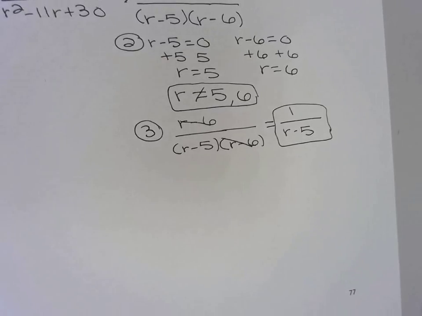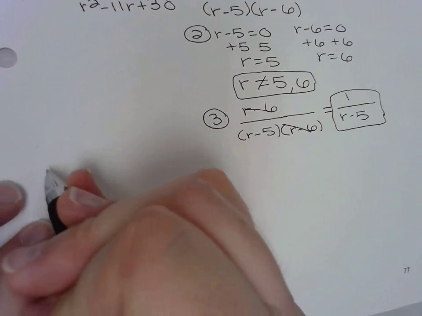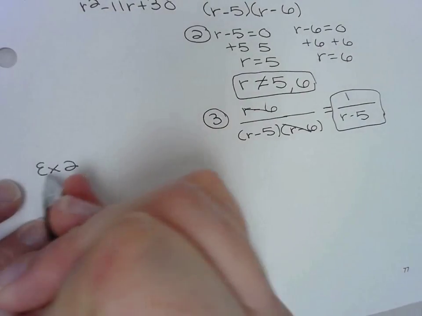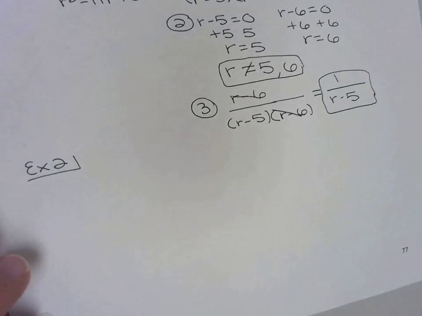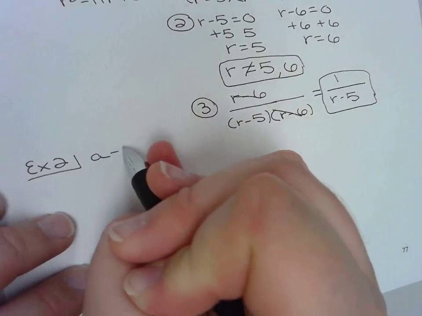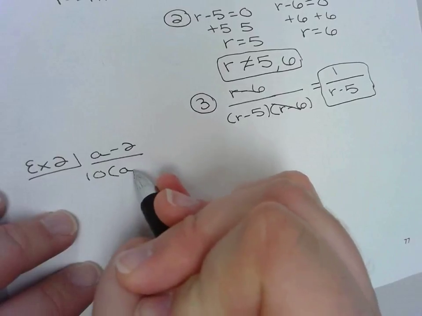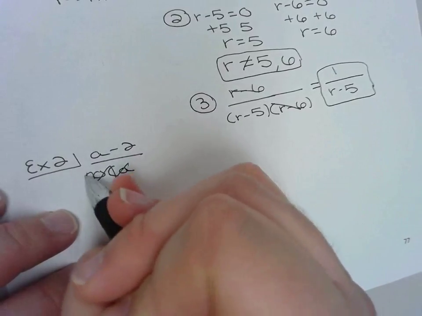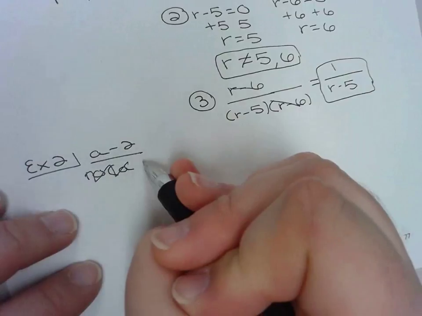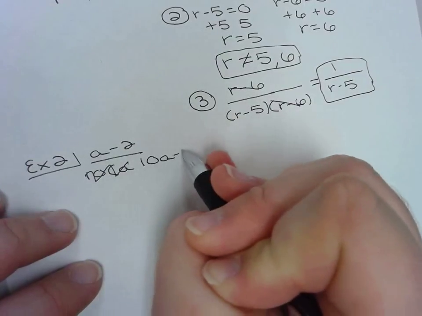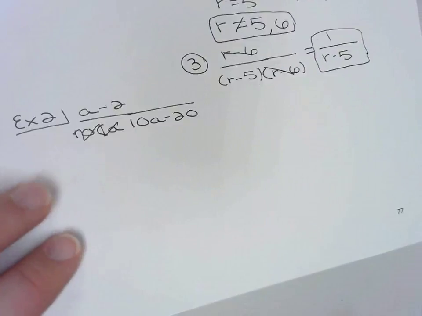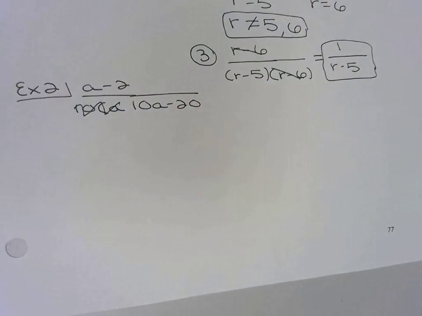Okay, let's look at number 7, which is example 2. Okay, let's look at one like this. A minus 2 over 10A minus 20. Sorry, it looks weird. So A minus 2 over 10A minus 20.